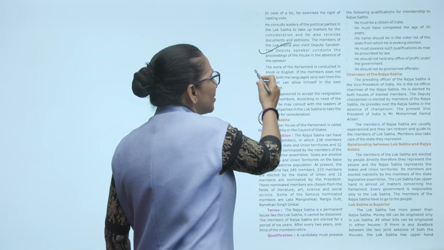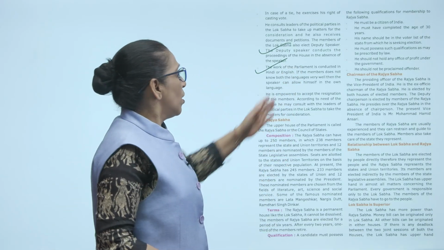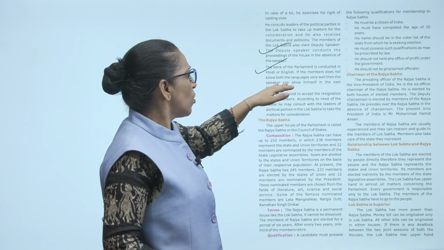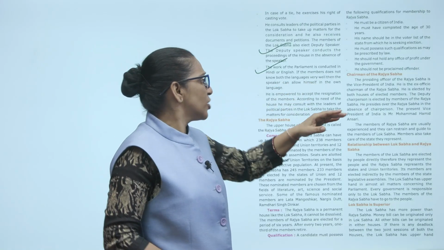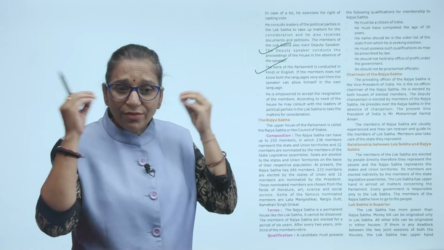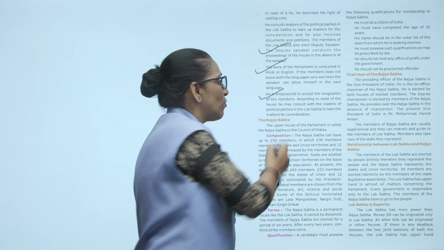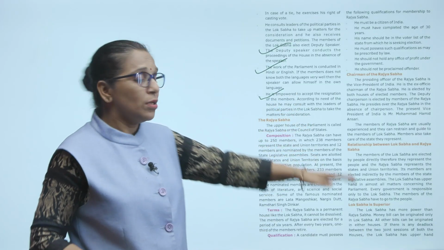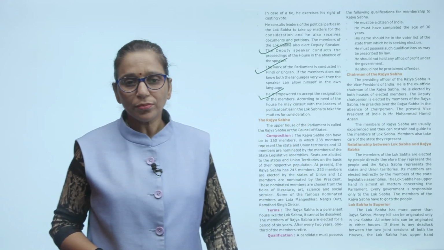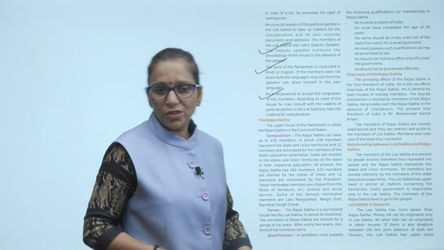The work of Parliament is conducted in both Hindi and English. Or if the members do not know both languages very well, then the Speaker can allow them to speak in their own language. He or she is empowered to accept the resignation of the member according to the need of the House. He or she may consult with the leaders of political parties in Lok Sabha to take up matters for consideration. So, this was the power of the Speaker.